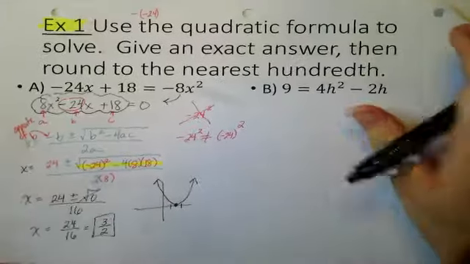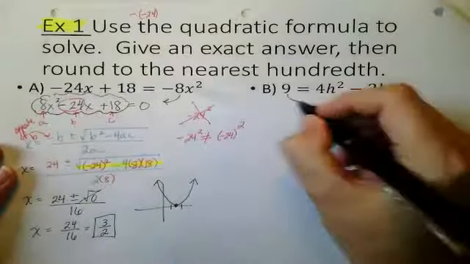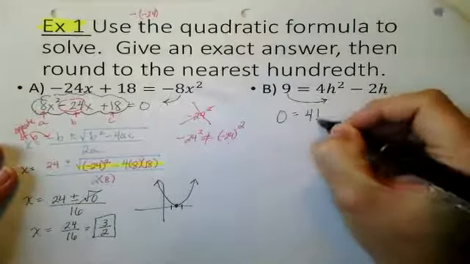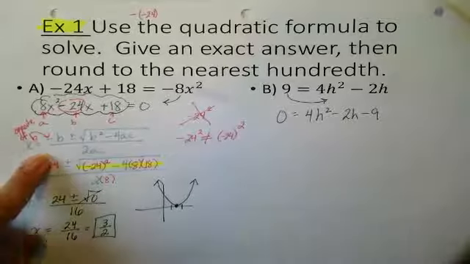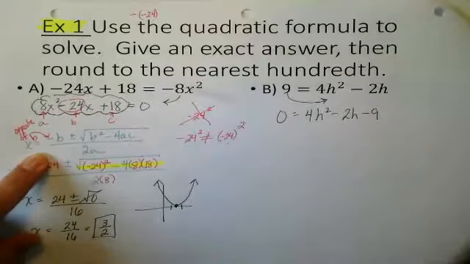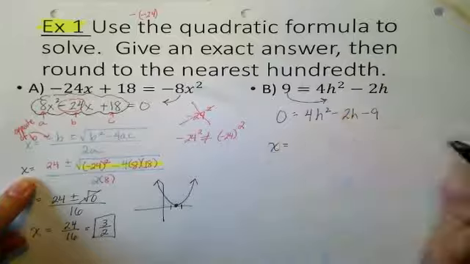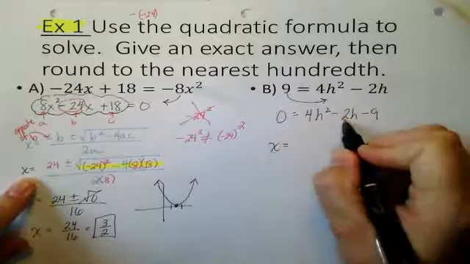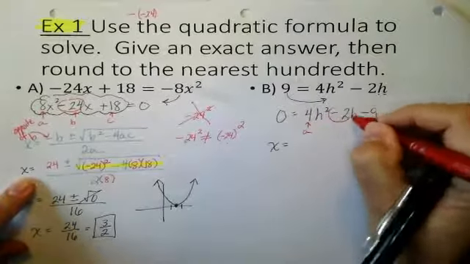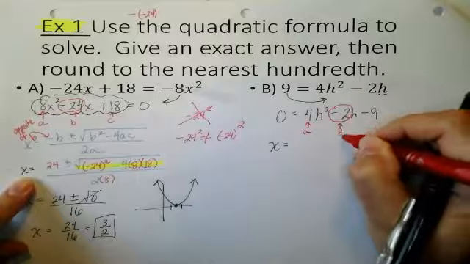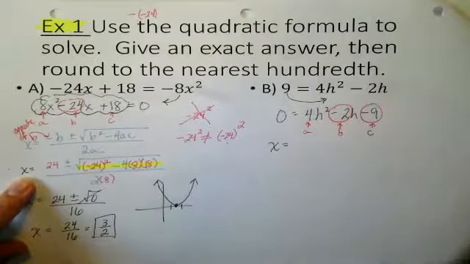Let's try this next one. Again, we need to set it equal to 0 to get started. So I'm going to move the 9: 4h squared minus 2h minus 9. And I'm not going to rewrite my formula, but hopefully you have it memorized. So let's see. x equals the opposite of b. Again, here my a value is 4, my b value is negative 2, and my c value this time is negative 9.